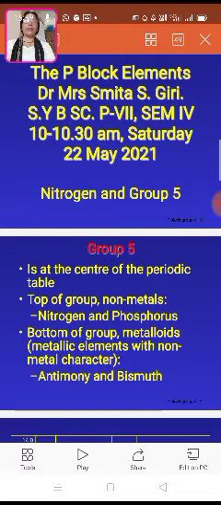P block means the elements in whose outermost shell the electron enters a p orbital. That is why those elements are named p block elements. P block elements have a p orbital, which has three types: px, py, pz. Each one carries two electrons, so the capacity to contain electrons is 6 electrons. Today we will see about nitrogen, the group 5.